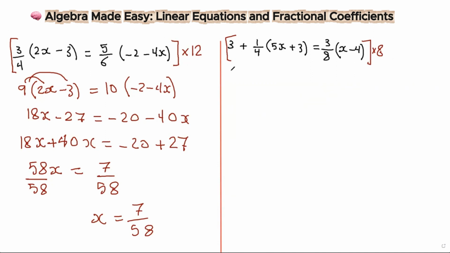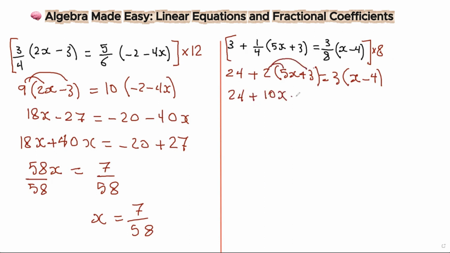So 8 times 3, that's 24, and 8 times 1/4, that's 8 over 4, so it'll give me 2, brackets 5x plus 3, and then 3 times 3/8, that's going to be 24 over 8, which is 3, brackets x minus 4. And now we have 24 plus 2 times 5x is 10x, and 2 times 3 is 6 equals 3 times x is 3x, and 3 times negative 4 is negative 12.